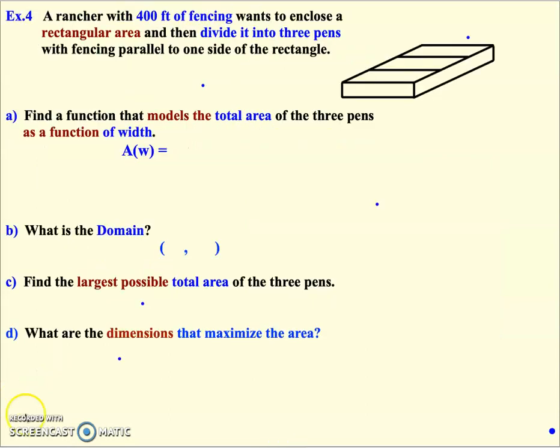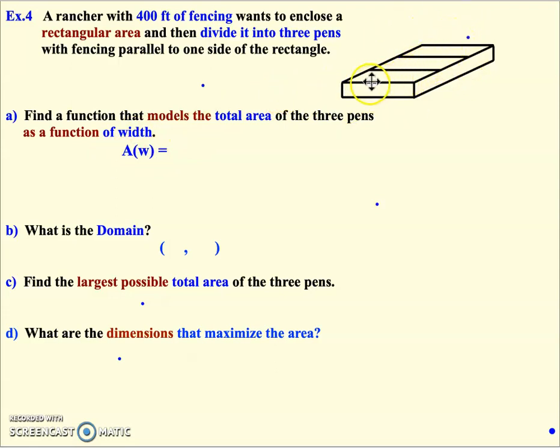Let's get into the problem where we actually have to answer some questions. So here we are back to our fencing and area style. Here's some perimeter fencing, an area question, which we did some of early on in chapter 1. But the difference here is that instead of having just a rectangular shape, I'm going to divide that area up into 3 smaller areas, which creates more fencing, which creates more things I have to keep track of. So if we're going to write a function that models area in terms of width, then I need to know what my dimensions are going to be.